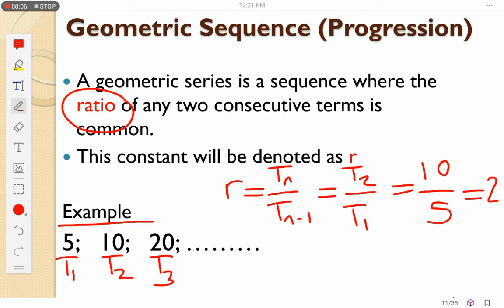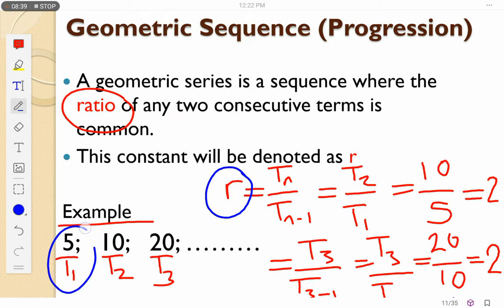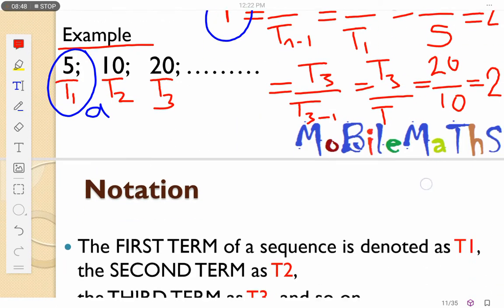Let's do that for the next one. Here I'm having T3. T3 over T3 minus 1, so I'll get T3 over T2. I'll get 20 over 10. I'll get a common ratio of 2 again. So here we've got what we call common ratio, and it is the same. Okay, so we have introduced the common ratio, and also remember the first term, whether it's geometric or arithmetic, is A. Okay, fine.